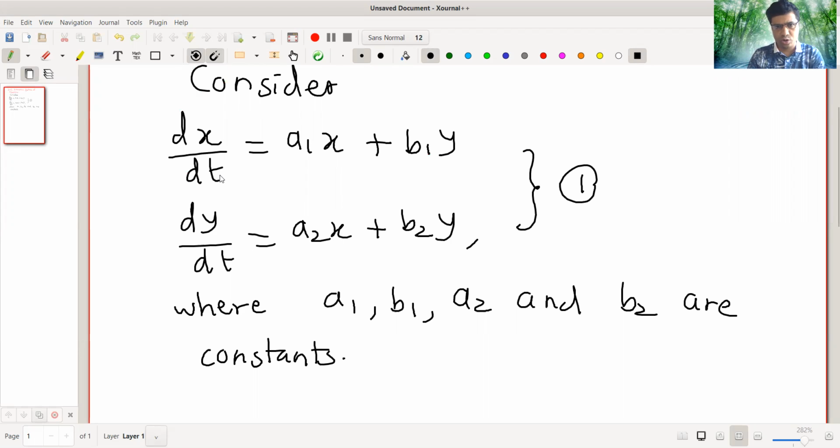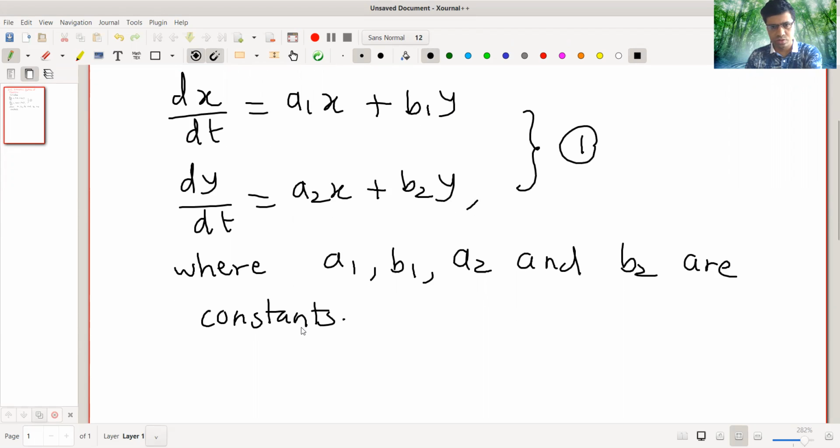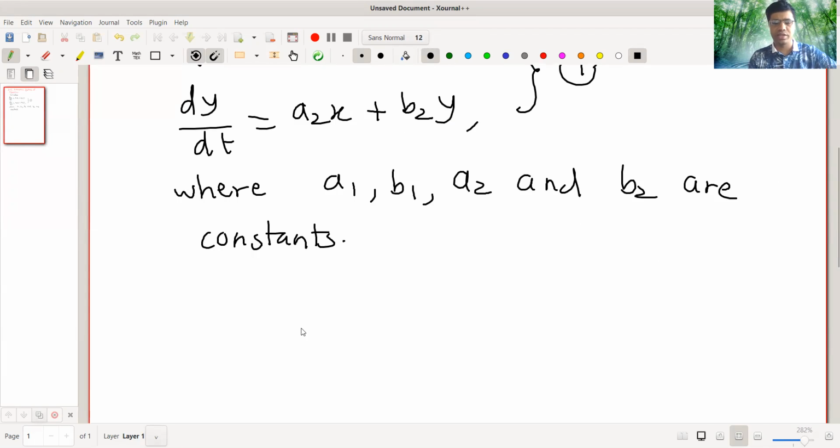This system is called autonomous because the independent variable t is absent in this system. I mean, it is not present explicitly in this system. So these are equivalent to second order linear homogeneous differential equations. Okay, so for non-homogeneous equations, we have some function of t which is appearing in the system. Here a1, b1, a2 and b2 are constants, so t appears only in x and y, so it is not present explicitly.